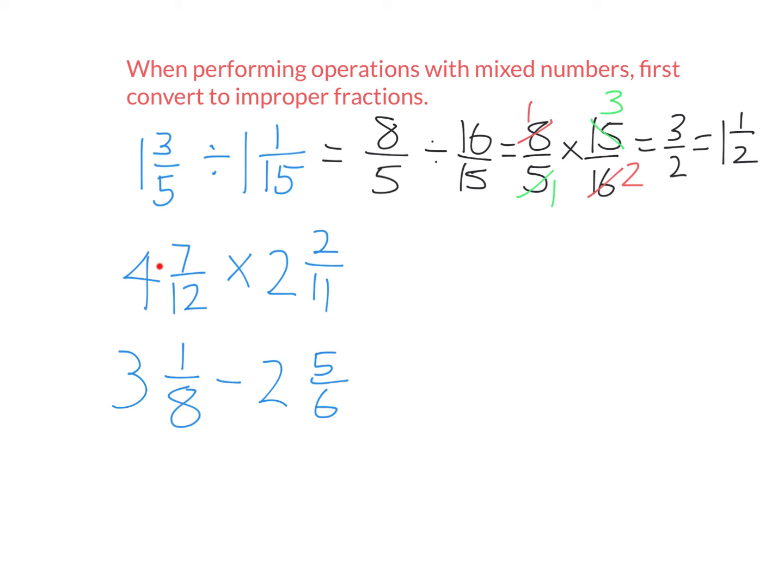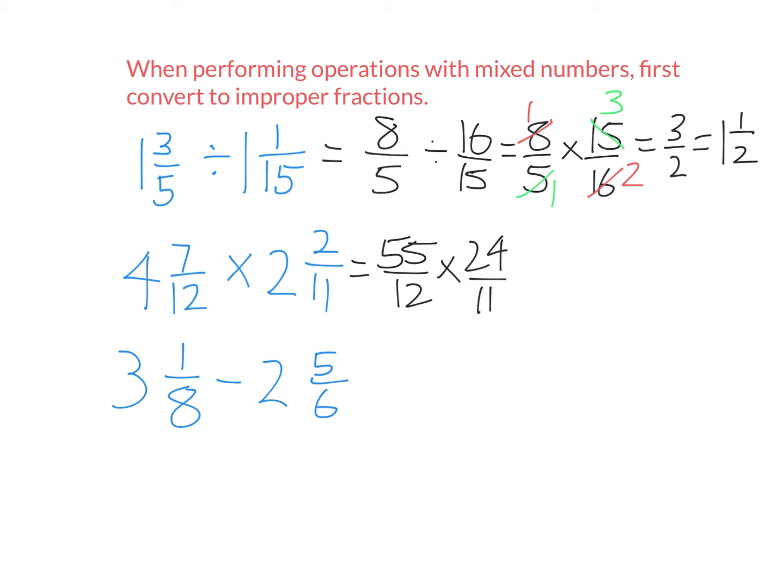So again, I'm going to convert each mixed number to an improper fraction. So 4 times 12 plus 7 is 55. So 55 over 12. Next one, 2 times 11 plus 2 is 24, and I keep the same denominator.